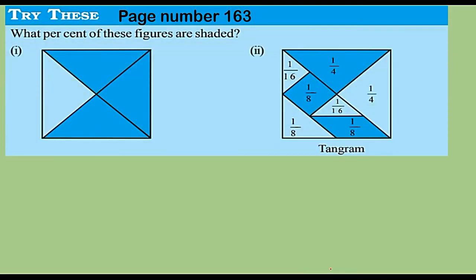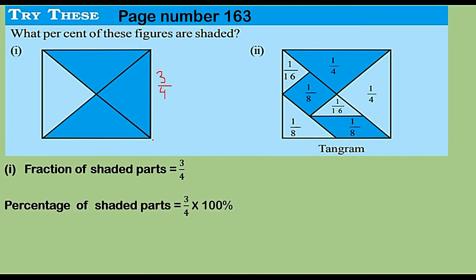Page number 163. Question number 1. What percent of these figures are shaded? So, if you remember chapter 2, fractions, this shaded portion shows 3 upon 4. Converting this 3 upon 4 to percent. If 3 is out of 4, what will it be out of 100? Multiply by 100 and you will get the percentage. So, 4 ones are 4, 25s are 100. 3 multiplied by 25 will give you 75%.